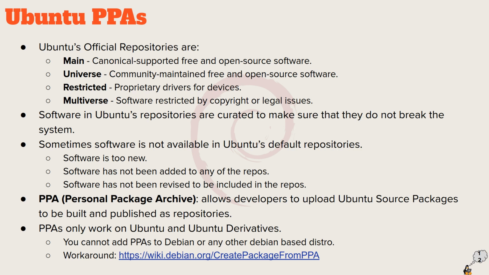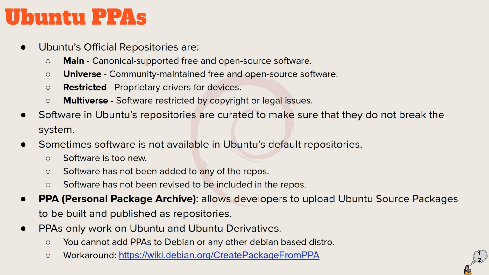From this point on, we're going to cover some extra material that is very important for you to know. Let's start with PPAs, or Personal Package Archive. At the beginning of the presentation, I mentioned that Ubuntu has four main repositories: main, universe, restricted, and multiverse. But what if the application that you're installing is not in any of them? Because Ubuntu hasn't reviewed the application yet, so they haven't been able to include it there.